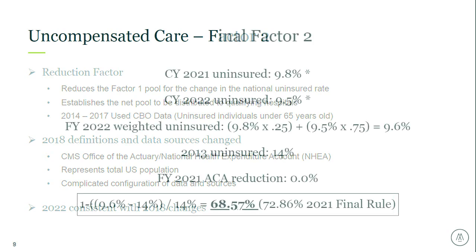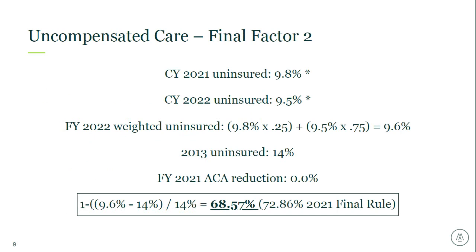So for calendar years 2021 and 2022, the estimated uninsured rate, I should say, is 9.8% and 9.5%. The calendar year values are then converted to the payment year using a weighted average approach to get to 9.6%. So after running it through the formula, Factor 2 now equals 68.57% as compared to last year's final rule of 72.86%. So that's a pretty big dip. And couple that with the drop in Factor 1 amount, hospitals are now splitting a significantly smaller pool amount.